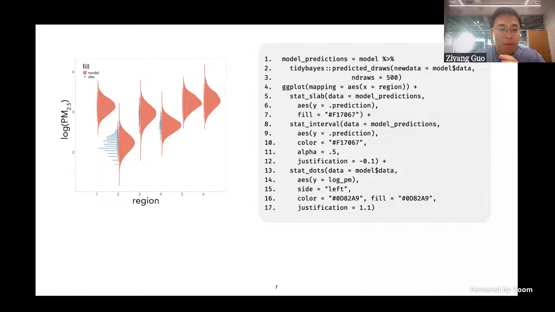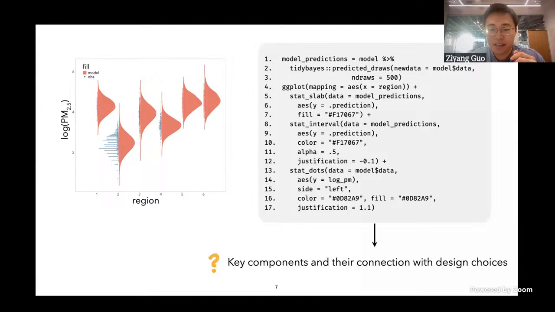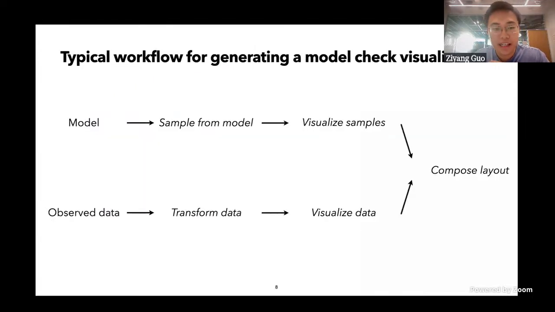Okay, so a model check visualization specification in R language might look like this. It looks very long, and we want to identify the key components and design choices that may result in different model check visualizations, such that we can abstract out the key components and simplify the generation of model check visualization. So here is a distillation of the key steps in a workflow for generating model check visualization.